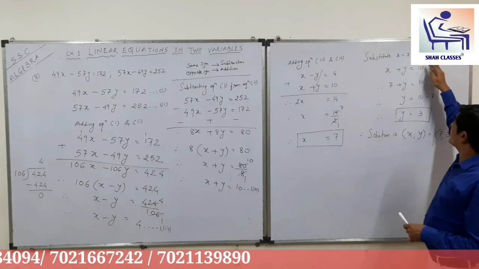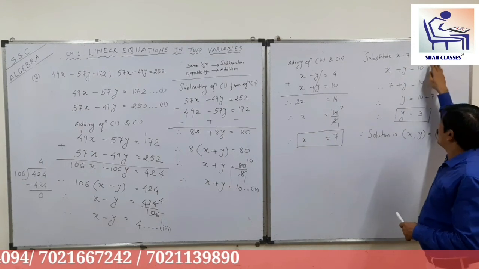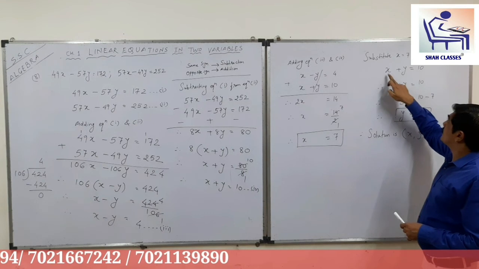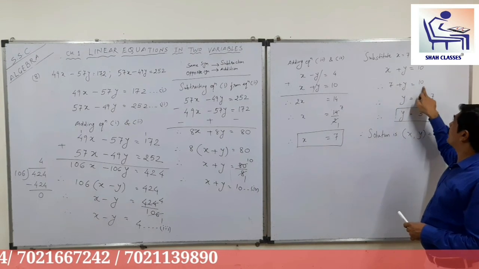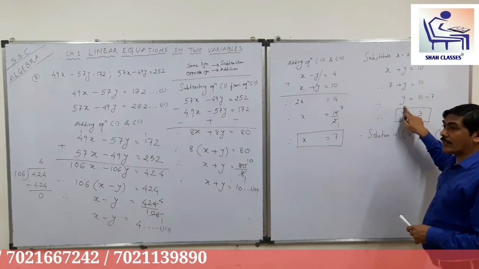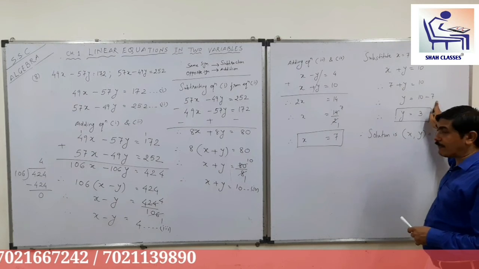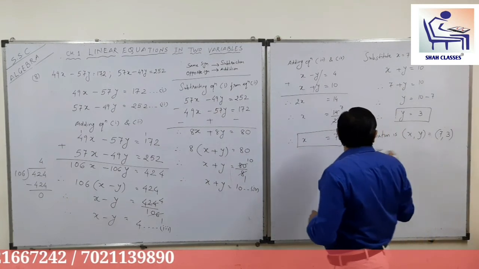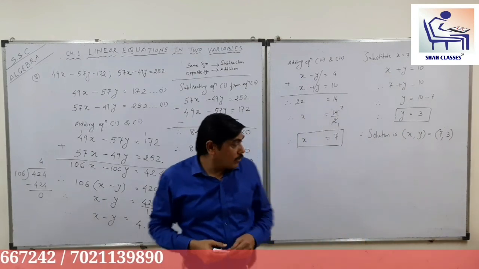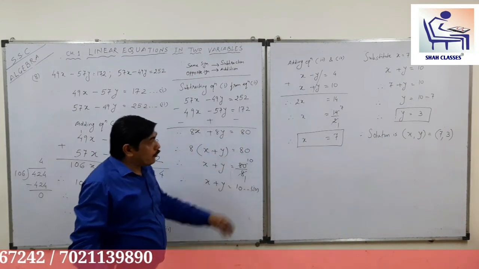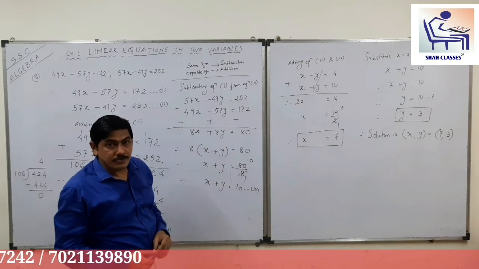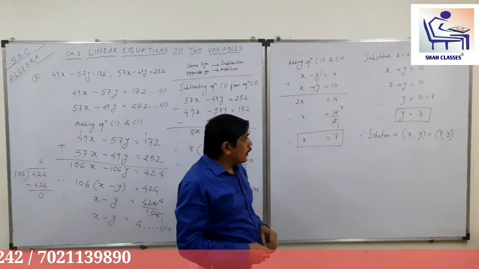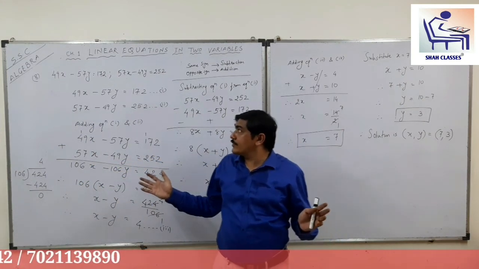We are substituting this value in equation 4. x plus y is equal to 10. Substitute this value. So 7 plus y is equal to 10. So y is equal to 10 minus 7. So y is equal to 3. Now we got the final solution as x is equal to 7 and y is equal to 3. So I hope this first exercise is clear.